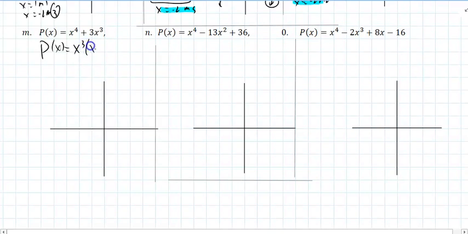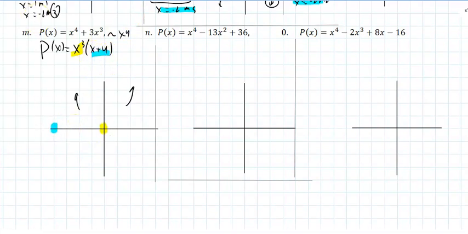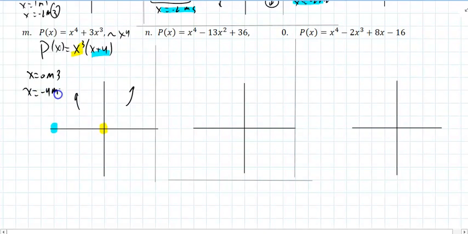And the last 3 examples I have, if I want to graph this, those are simple because I could factor them. The rest of the chapter is how to factor a polynomial so you could graph it. Well, I know this behaves like x to the 4th. Got it. What are the zeros? X equals 0 and x equals negative 4. X equals 0 multiplicity 3. X equals negative 4 multiplicity 1.